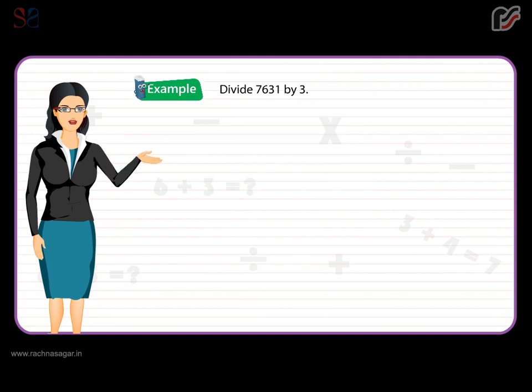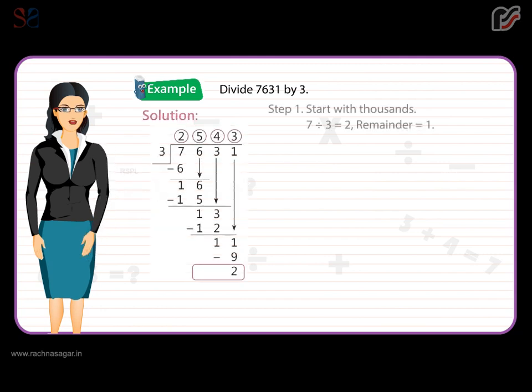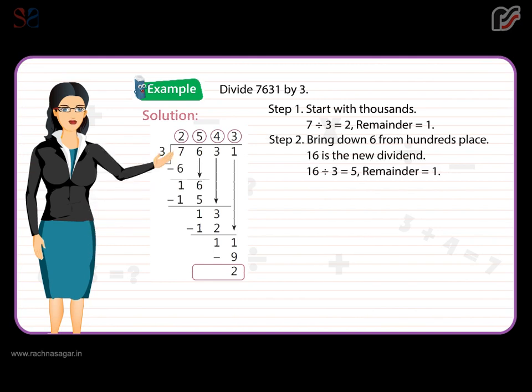Example. Divide 7631 by 3. Solution. Step 1. Start with thousands. 7 divided by 3 is equal to 2. Remainder is equal to 1. Step 2. Bring down 6 from hundreds place. 16 is the new dividend. 16 divided by 3 is equal to 5. Remainder is equal to 1.